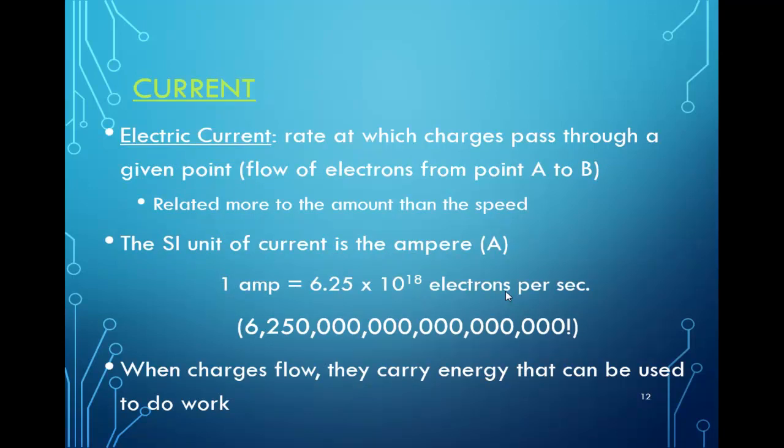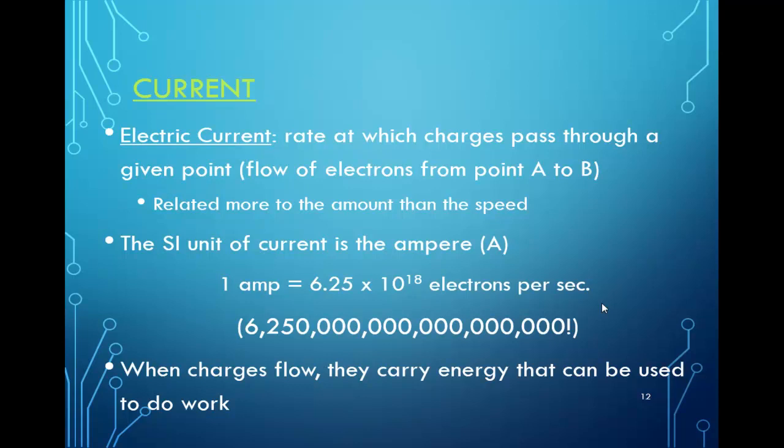Electric current is the rate of charge passed through a given point, the flow of electrons from A to B. We talked last time about the electric current. It's related to the electron, which has a negative charge. They have less mass, so they can move easily. So the electric current is the rate at which a charge passes through a given point, or the flow of electrons from point A to point B. So the electric current is related more to the amount of the electrons than the speed of the electrons.